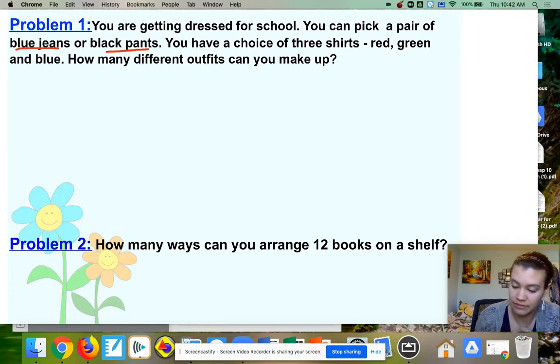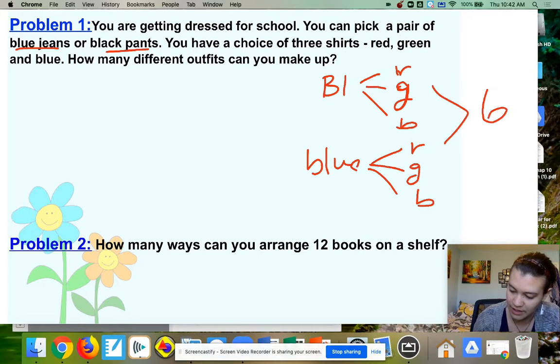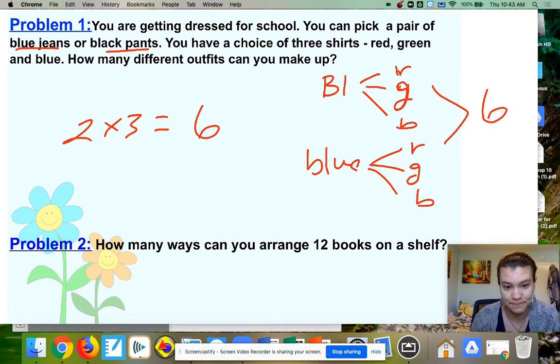So if we write this out, you can have your black pants, right? Now we can go with a red shirt, the green shirt, or the blue shirt. So that's three options. And then your blue jeans can go with a red shirt, a green shirt, or a blue shirt. So you end up getting six options, which then is the same as taking 2 times 3. So your pants options times your shirts options.